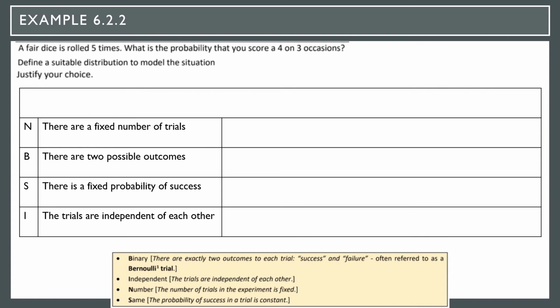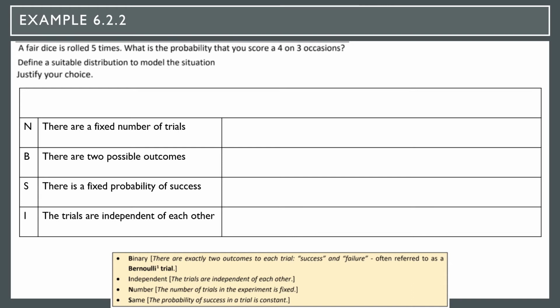Example 6.2.2: a fair dice is rolled 5 times. What is the probability that you score a 4 on 3 occasions? In this example, we need to define a suitable distribution to model the situation, and then we need to go on to justify our choice.